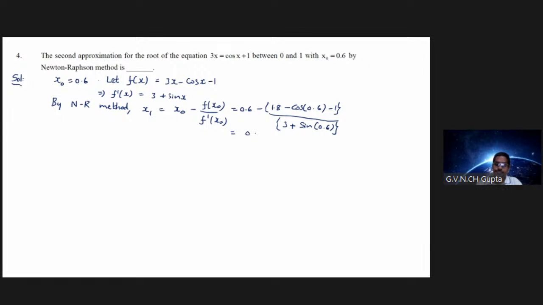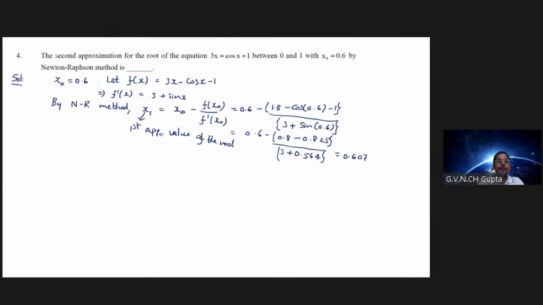So this simplifies to, please calculate, 0.6 minus 1.8 minus 1, 0.8, cos 0.6 to 3 places. If I consider 0.825 divided by 3 plus sine 0.6, which is approximately 0.564. So this simplifies to 0.607. This is the first approximation of the root.